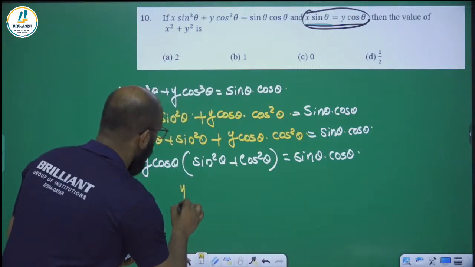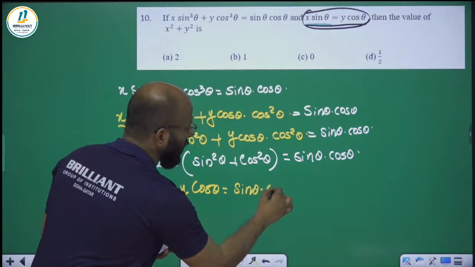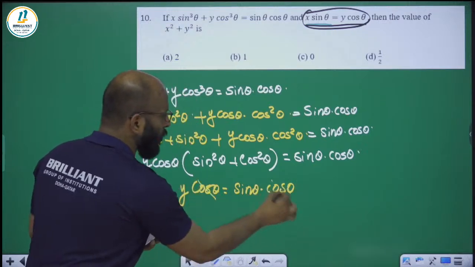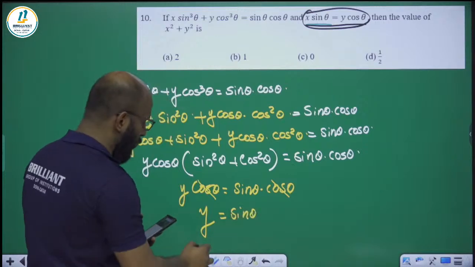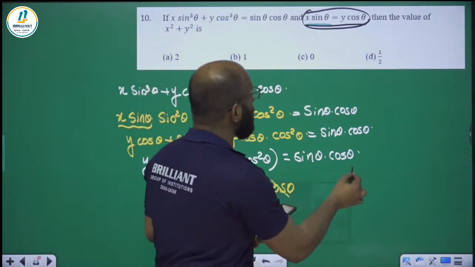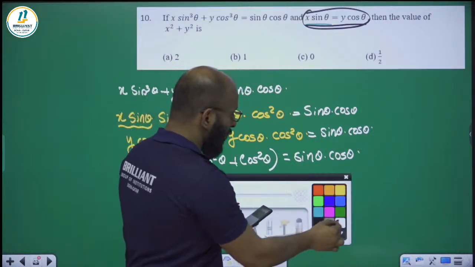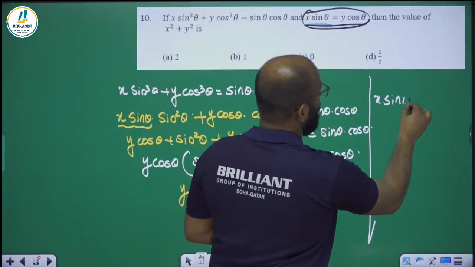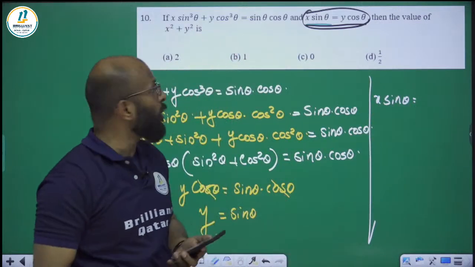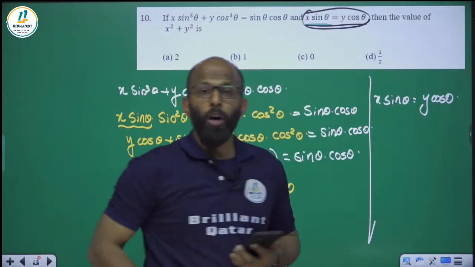So y cos theta is equal to sin theta into cos theta, right? Cos theta and cos theta cancel. Y is equal to sin theta. We got y is equal to sin theta. Now let's consider the second expression given in the question, that is x sin theta is equal to y cos theta.